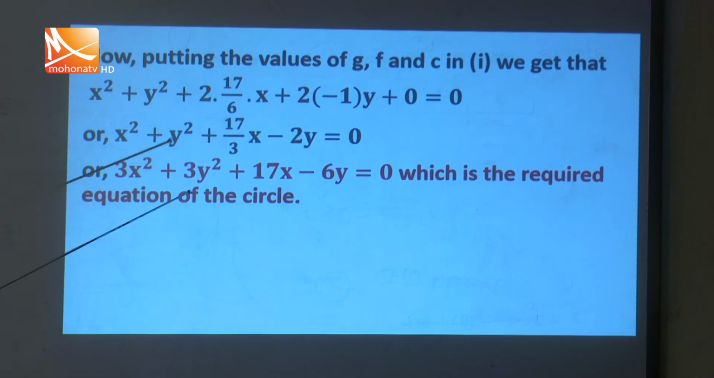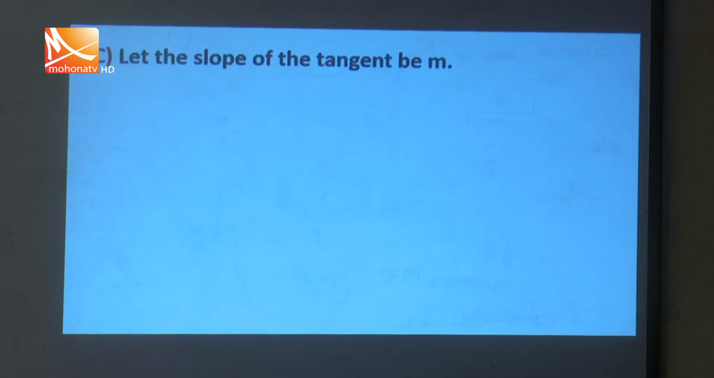So equals 0. You just see that the denominator is 3. So if we multiply both sides by 3, then we will get 3x square plus 3y square plus 17x minus 6y equals 0, which is the required equation of the circle. Okay. Dear student, now I would like to see the third one.